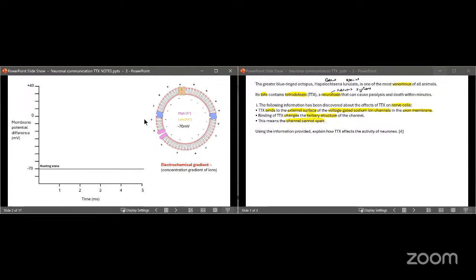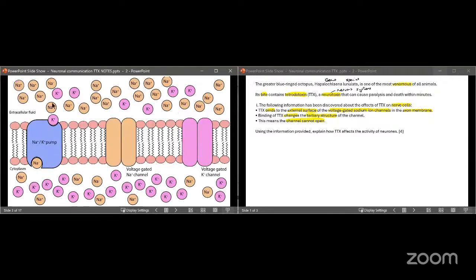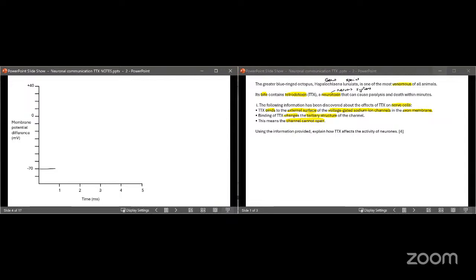Now, they're expecting you to remember that you have your sodium-potassium pump. You also have these voltage-gated sodium channels and voltage-gated potassium channels. Because these channels are voltage-gated, that means they're only going to open or close when we get to the right potential difference.